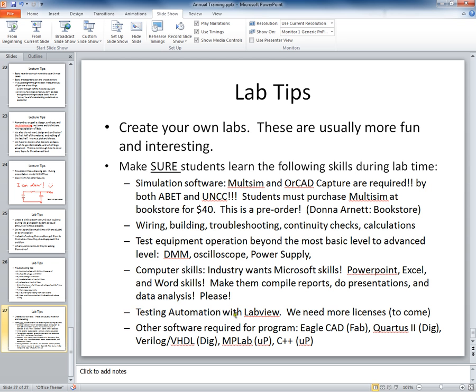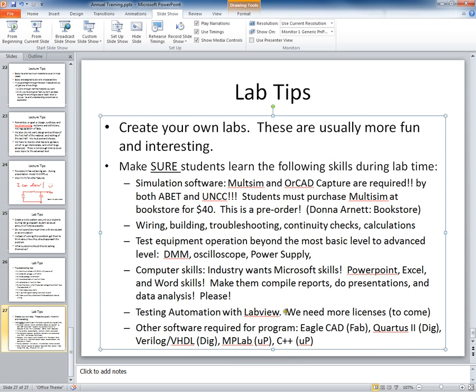Testing automation with LabVIEW. You can automate all this equipment. Very useful in industry. I need to get more licenses, so we're going to have to work on building up our LabVIEW skills. Other software required for other programs.